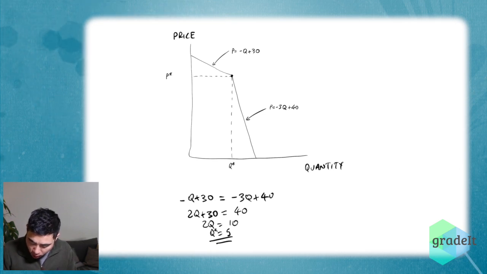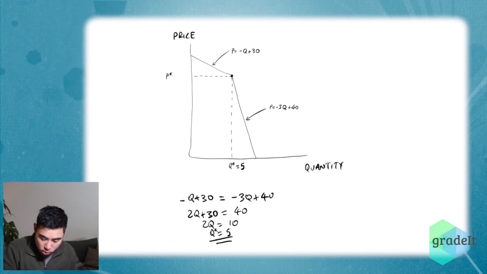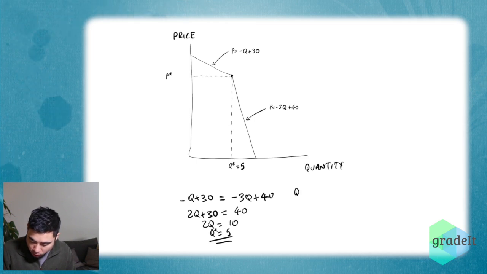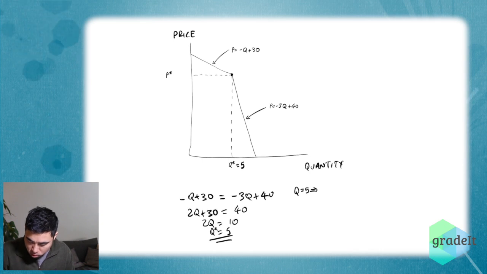And now substituting our Q star back into either one of those equations because we want to work out the value of P star there. So Q equals 5. I'm going to choose the demand curve below Q star. So P equals minus 5 plus 30, which equals 25.